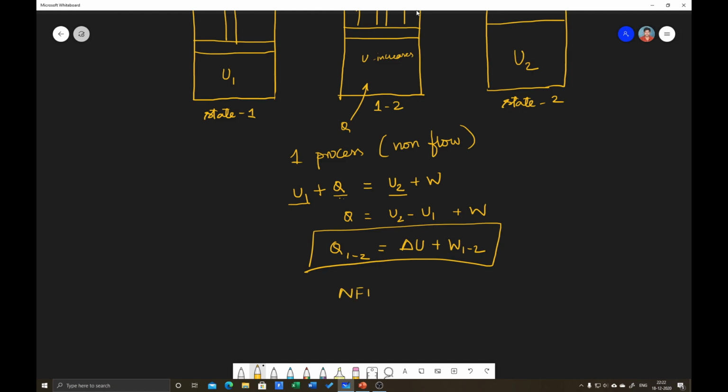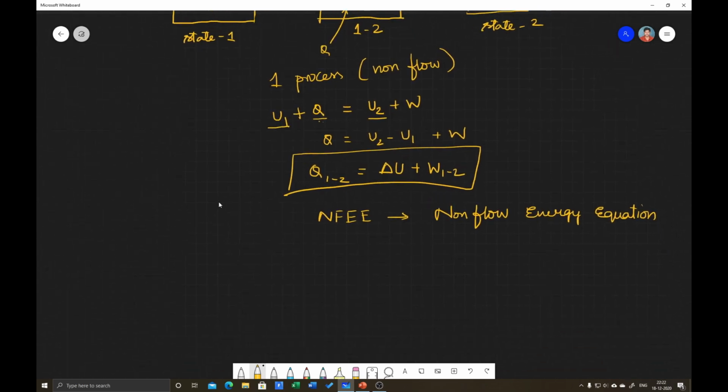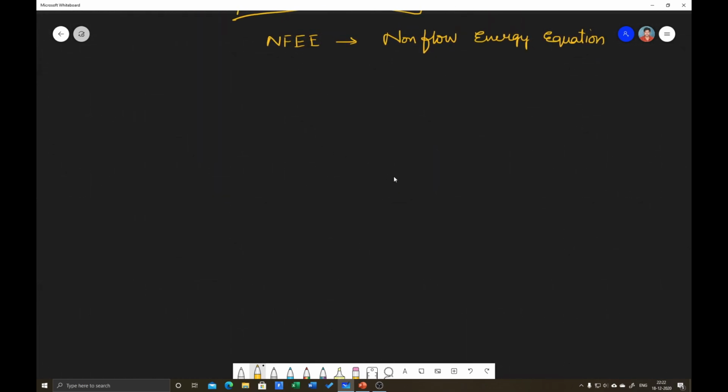This is known as NFE, which means non-flow energy equation. This is applied to a closed system undergoing a single process. Okay. The previous two cases are only for closed systems. Now we will see what will happen if we apply the first law of thermodynamics to an open system.